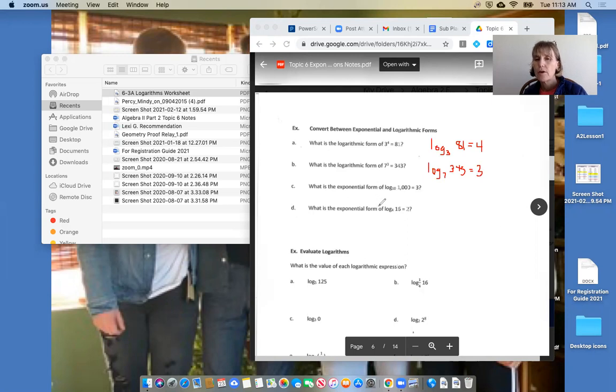These two are given to you with the log. These are in logarithmic form. You need to write it in exponential form. So I read this as log base 10 of 1,000 equals 3. So log base 10, that means 10 is the base. Which of these numbers represents the exponent? Hopefully you said the one after the equal sign. So it's 10 to the third equals 1,000.